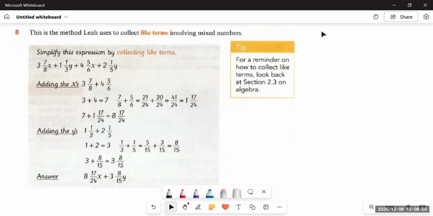This is Cambridge Lower Secondary Book 7. And today we'll start with exercise 7. Not we will start, but we will do some questions related to addition of mixed numbers, in which we have already done some questions previously. And now we will start with question number 8.